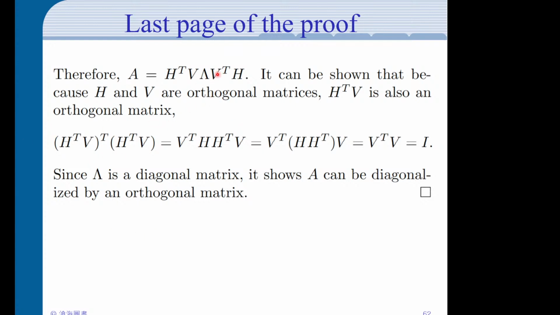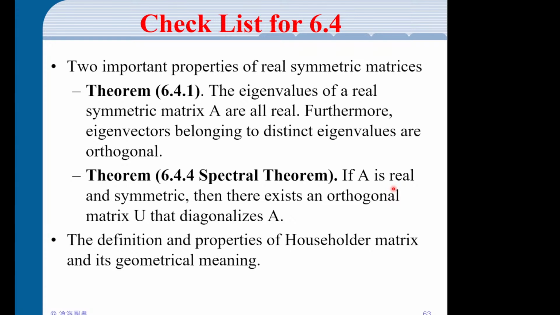So as we said, this H is orthogonal, and V is orthogonal, then H transpose V is still orthogonal, so you can just check here. This H transpose V times its transpose is H transpose V transpose. Then you write all these transposes, it becomes V transpose H, and then H H transpose equals identity because H is orthogonal, and then it becomes V transpose V, and that's still identity because V is orthogonal. Okay, and so that's for 6.4.